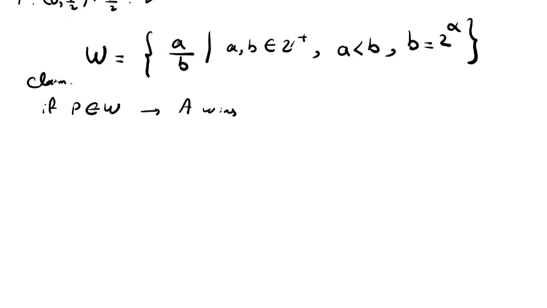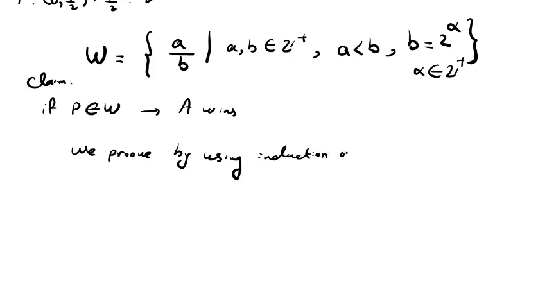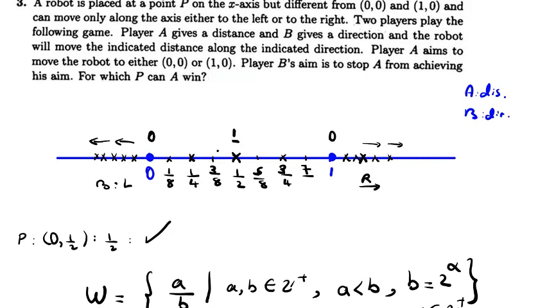How do we prove it? We prove by induction on alpha, and alpha is a positive integer. So base case: if alpha equals 1, then A is positive and less than 2, so we only have 1 over 2, and it is the midpoint, we proved.